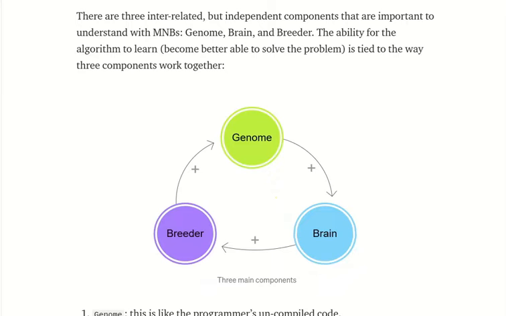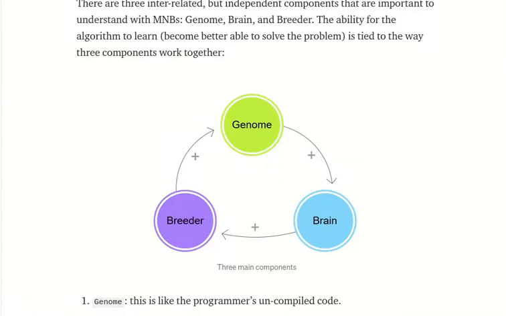There are three interrelated but independent components that are important to understand with Markov network brains: the genome, the brain, and the breeder. The ability for the algorithm to learn, become better able to solve the problem, is tied to the way these three components work together.